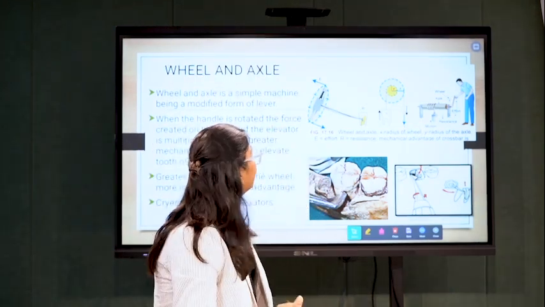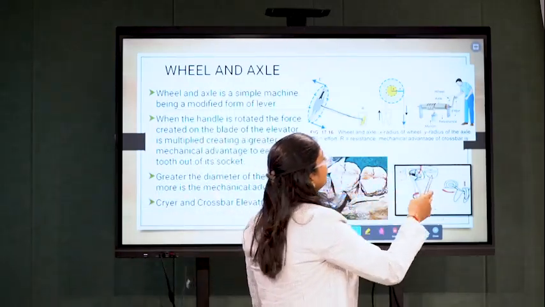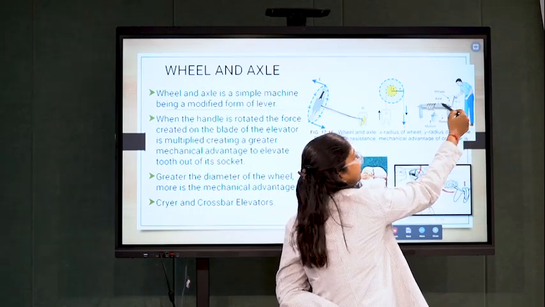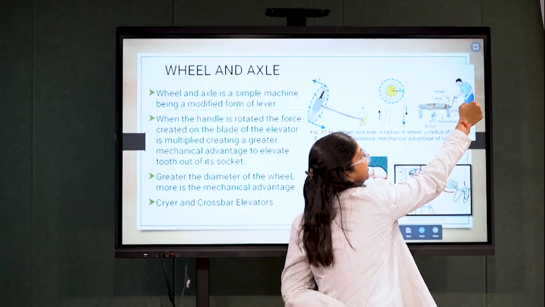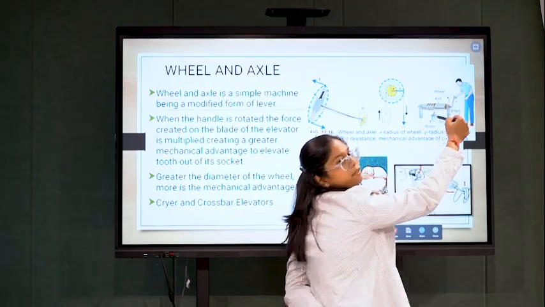Let's understand that by the example of this pulley and bucket. So this is a wheel, this is the axle. When the wheel is moved, the axle rotates and it will pull your bucket. So the greater the diameter of the wheel, the more force will be generated and the more easily the bucket will be pulled, right?